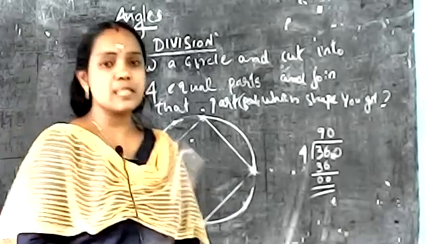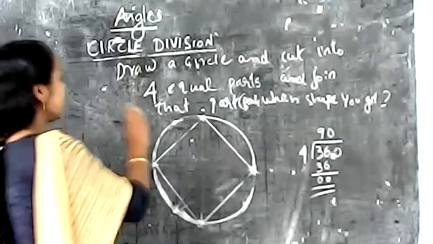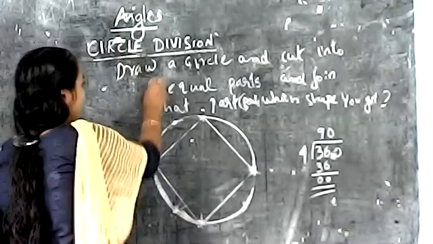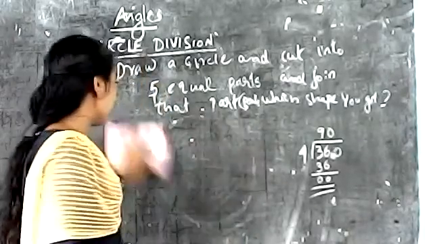3 parts over, 4 parts over. Next one is 5 parts. Write down the next question. Same question, only change the equal parts. The next one is 5 equal parts.